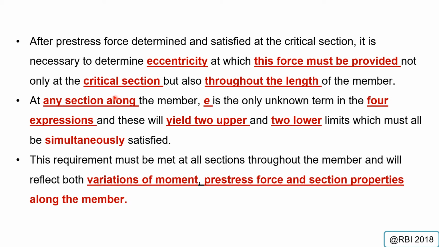Okay, and at any section along the member, E is the only unknown term in the four expressions, and this will yield two upper and two lower limits, which must all be simultaneously satisfied. So you will have one unknown here, which is your E, and your P is already determined through your Magnel diagram. This requirement must be met at all sections throughout the member and will reflect the variation of moment, pre-stress force, and also section properties along the member.